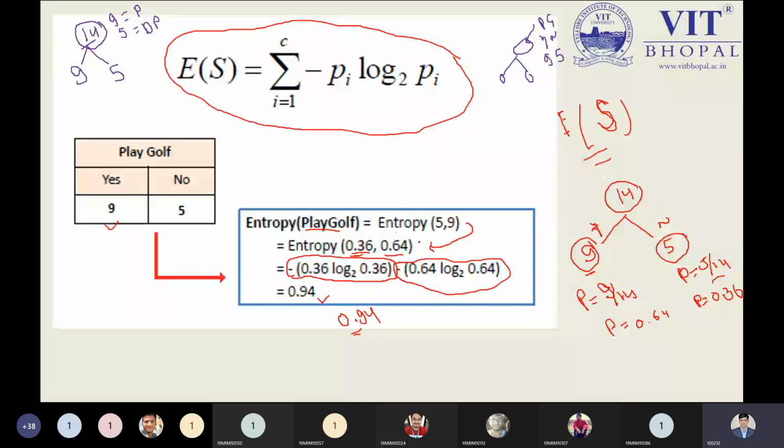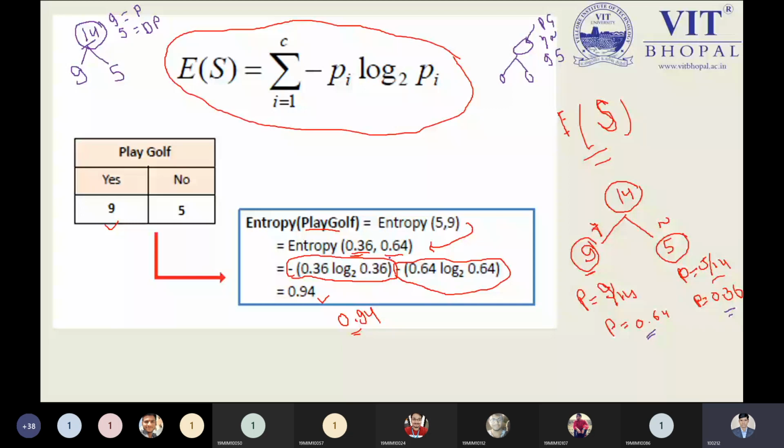We will simplify our values in the form of probability. So 0.36 is the probability and 0.64 is the probability of the 9. So how we are getting it is written over here. The probability of the 9 we can find by 9 by 14, that is 0.64, and the probability of the 5 by 14 that we can get is 0.36. So I have just written directly 0.36 and 0.64. So we got the probability.